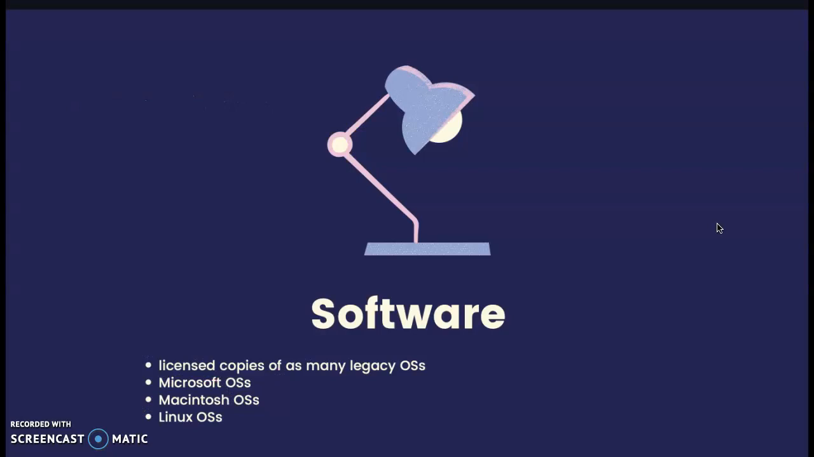For software, you also want a variety, having copies of many of the legacy operating systems, just because not everyone is up to date with the new operating systems like Microsoft, Macintosh, and Linux. You want to make sure that you're keeping up to date on the new software.